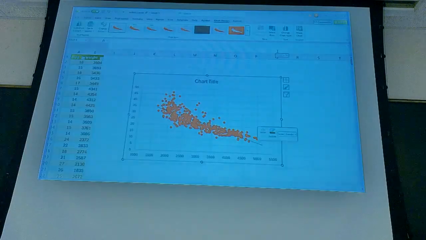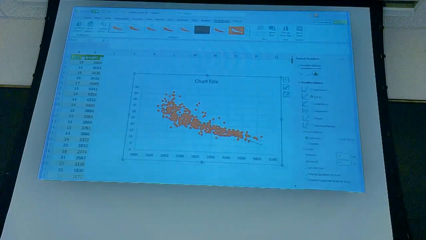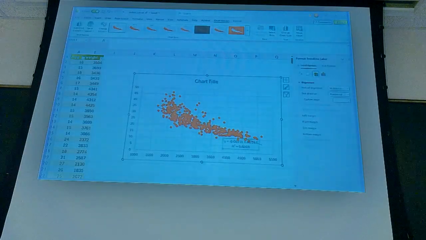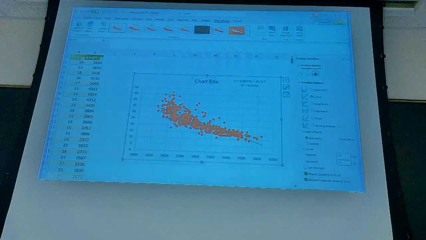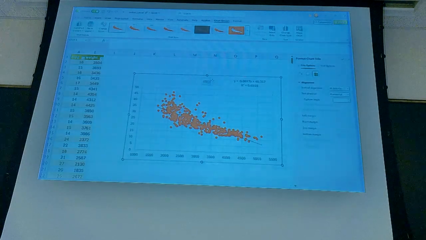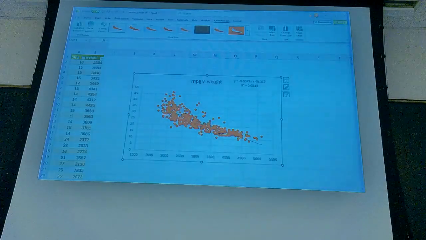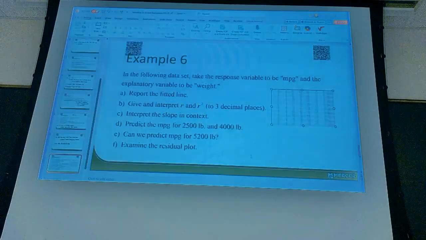Now remember, if we double click that line, display equation, display R squared. Let's just move that. And call this MPG versus weight. So there's the fitted line.